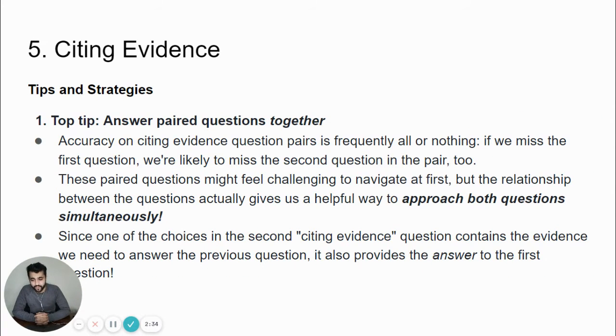So what are the tips and strategies? Number one, top tip: answer paired questions together. Accuracy on citing evidence question pairs is frequently all or nothing. So if we miss the first question, we are likely to miss the second question in the pair too. These paired questions might feel challenging to navigate at first, but the relationship between the two questions actually gives us a helpful way to approach both problems simultaneously. Since one of the choices in the second citing evidence question contains the evidence we need to answer the previous question, it also provides the answer to the first question.